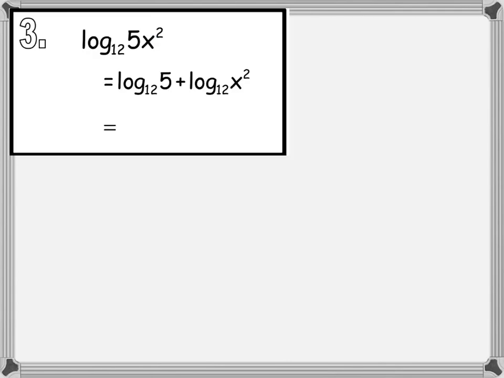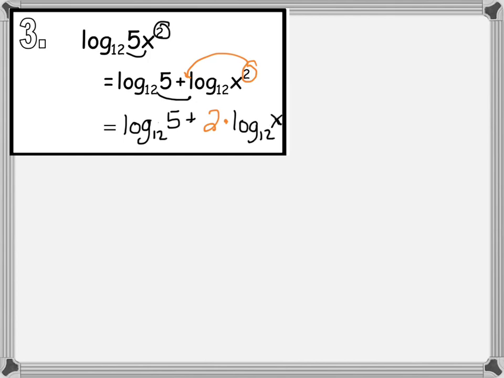So here we have multiplication and we have a power. So to separate out that multiplication, we had to add. Now to take care of this power, I need to multiply it in the front. And so I'm just going to bring down that log base 12 of 5. Now, on my second one, that 2 moves to the front times log base 12 of x.